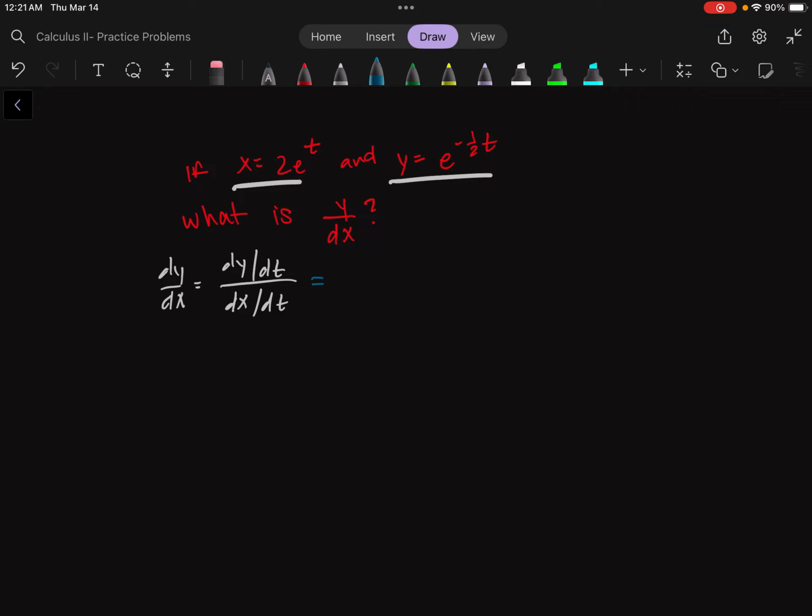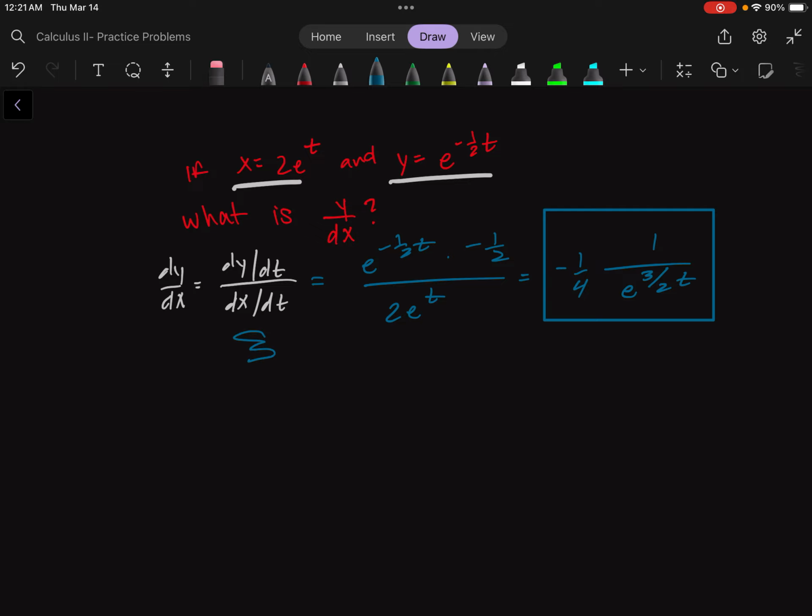We can just take the derivative of y with respect to t. A chain rule would cause there to be a negative 1/2 out front. We can divide that by the derivative of x with respect to t, a 2e to the t. Finally, a little bit of simplification, that e can come down and we can add them together to be an e to the 3/2 t. Right, so we did this without eliminating the parameter. And I'll show you in the next one how we can eliminate the parameter and avoid this mess, right?